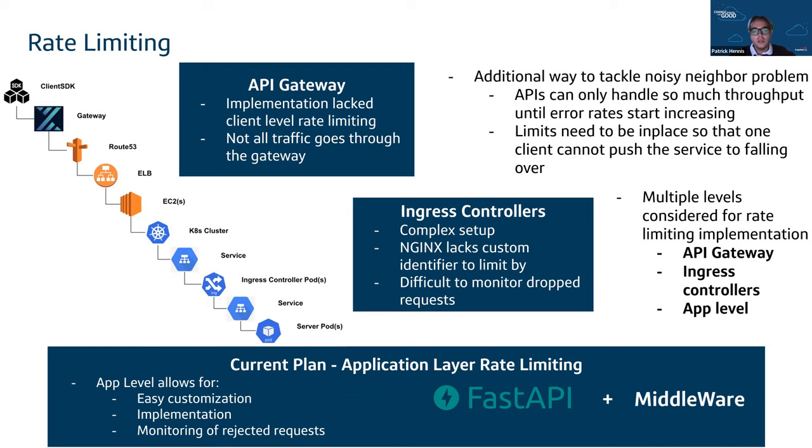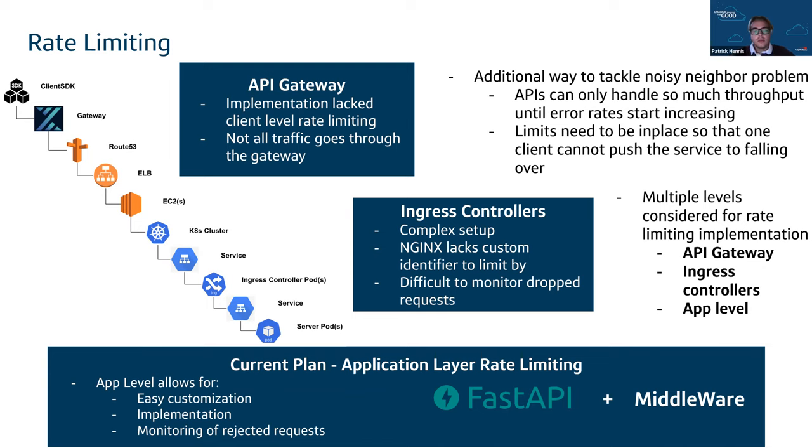We already used the Nginx ingress controller in our architecture, so we explored its rate limiting offering, but with its complex setup, difficulty to monitor rejected requests, and inability to limit by anything besides IP, we did not pursue this option. Other ingress controllers, such as Traefik, were explored, but similar pitfalls and needing to add an additional layer to our architecture led to us beginning looking at limiting on the application layer.